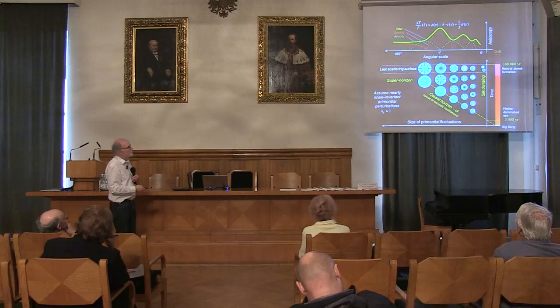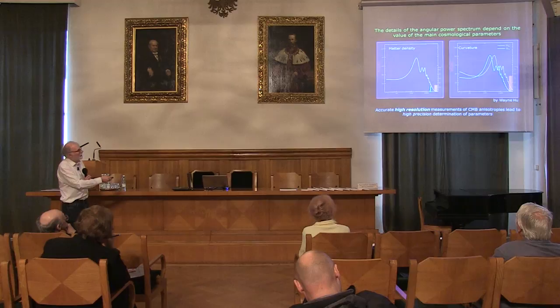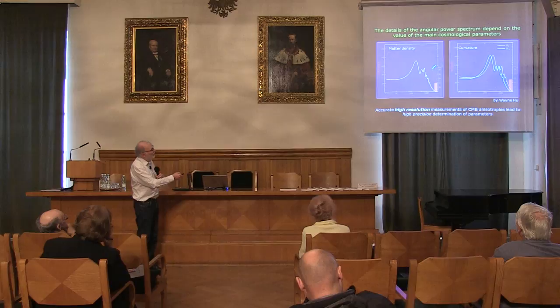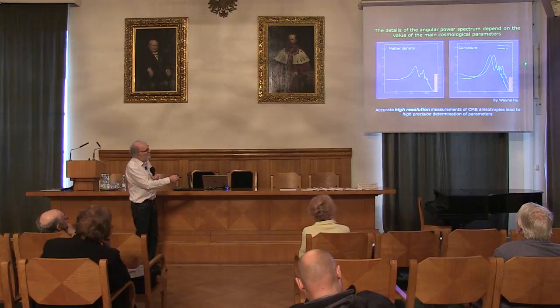So this is just once again to illustrate that if you change some of the key parameters, like in this case the amount of matter in the universe, or the matter density, you have different details of a similar curve. And this is the same if you change curvature or if you change the cosmological constant, you see? And of course, there is a lot of information there.